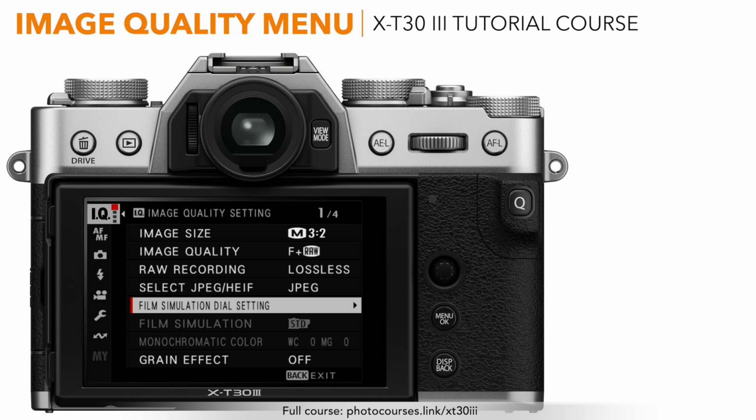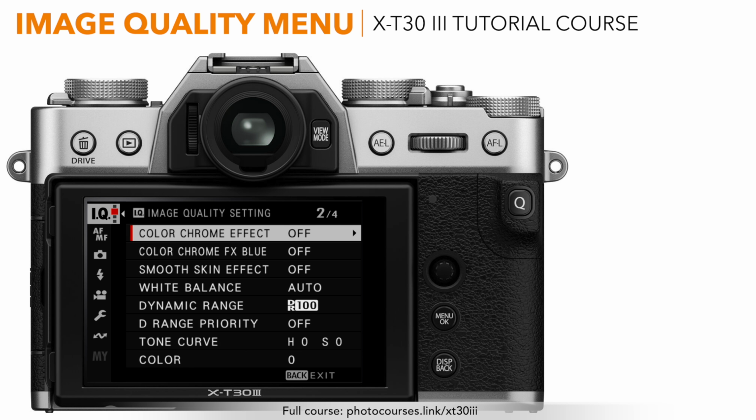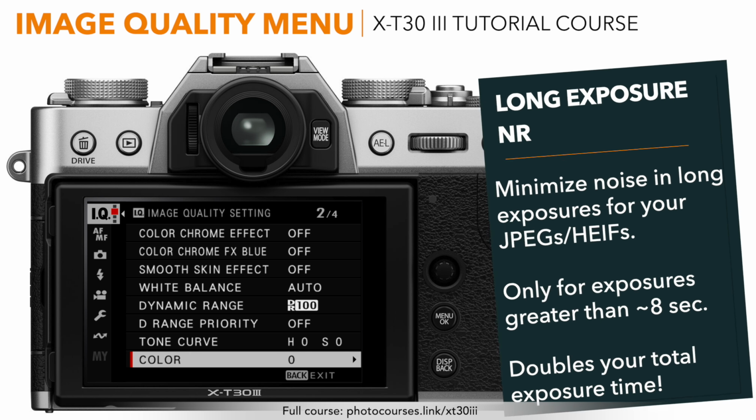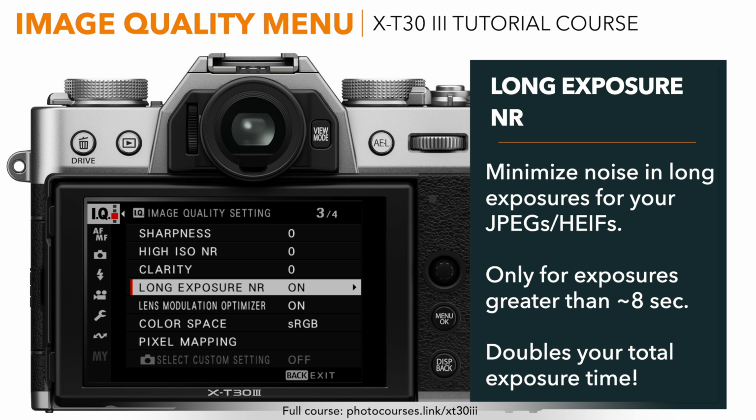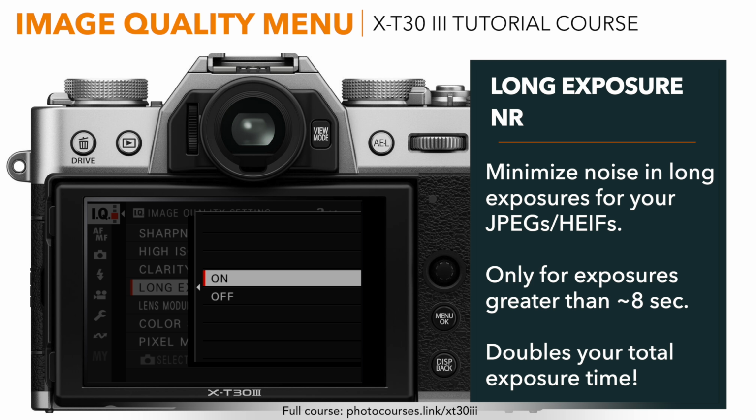We're going to skip ahead past the other settings we'll learn about in a later lesson and go to long exposure noise reduction. If you're only recording the JPEG file format or HEIF and creating long exposures, I'd recommend turning this on. Otherwise, you can keep it off. You can read about exactly what this does in the text for this lesson. It'll just give you cleaner images for exposures longer than 8 seconds.